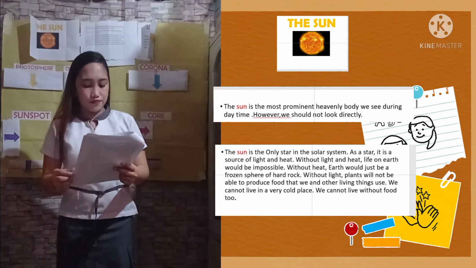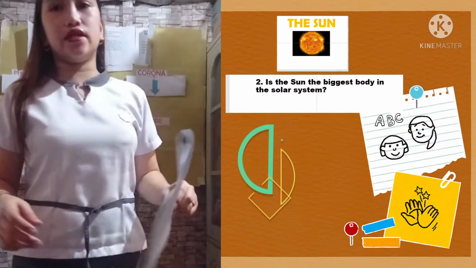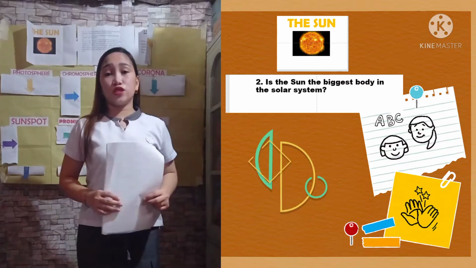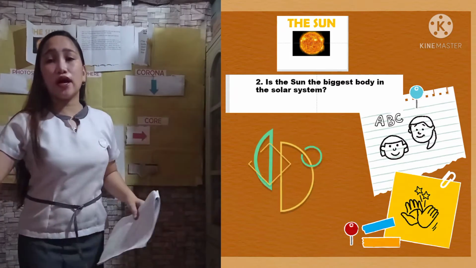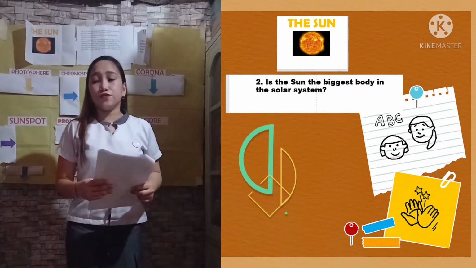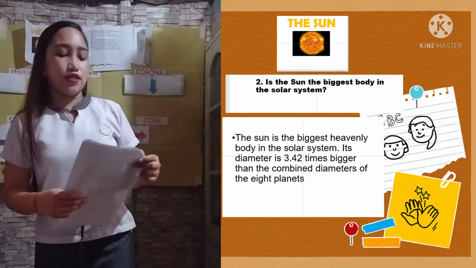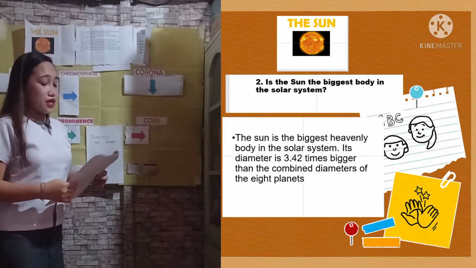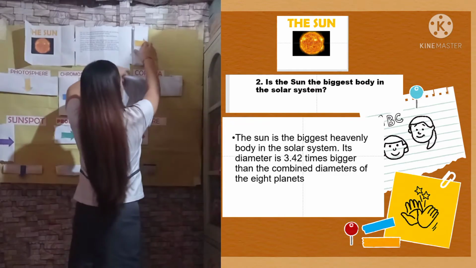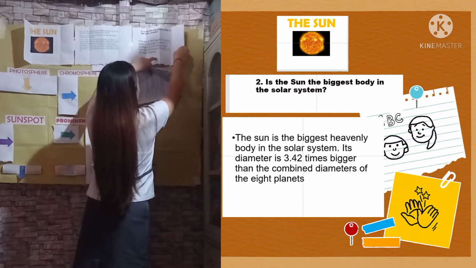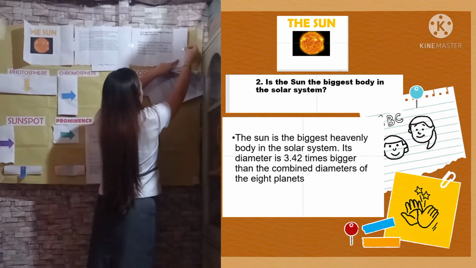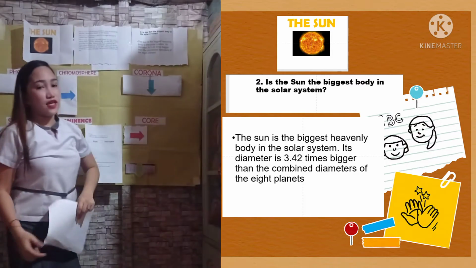Understand, students? Okay, another question. Is the sun the biggest body in the solar system? Who wants to answer? Yes, Sarah? Thank you for your answer. Yes. The sun is the biggest heavenly body in the solar system. Its diameter is 109 times bigger than the combined diameters of the 8 planets.